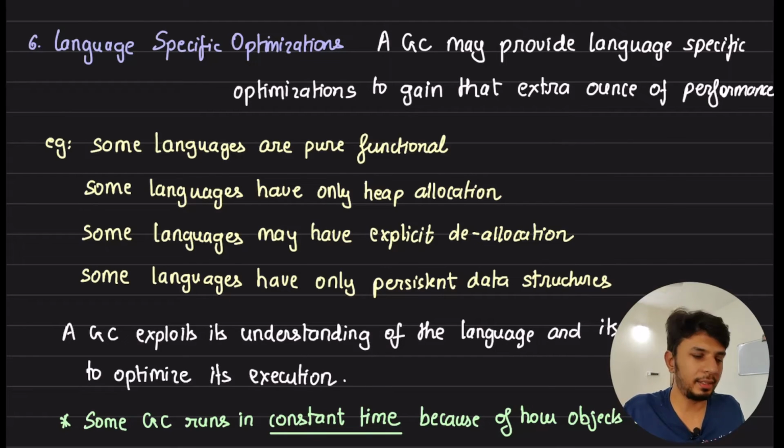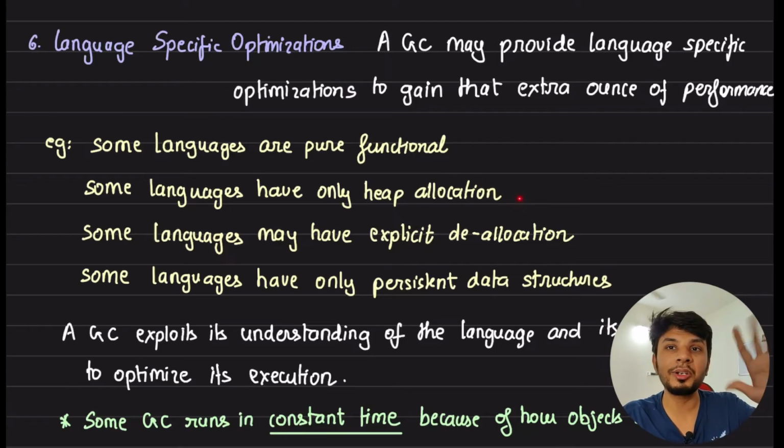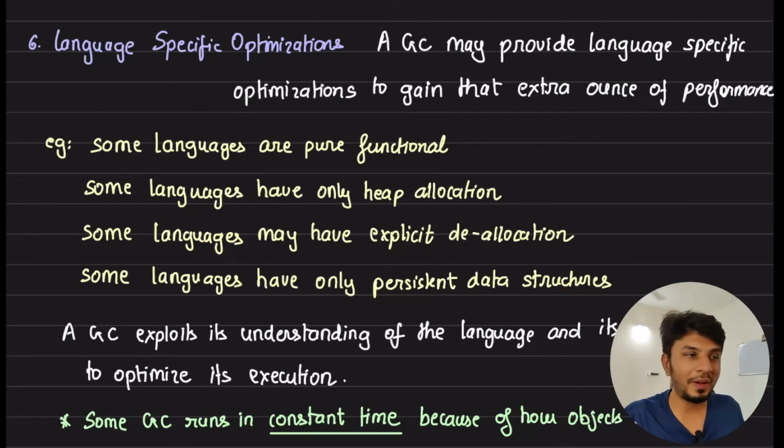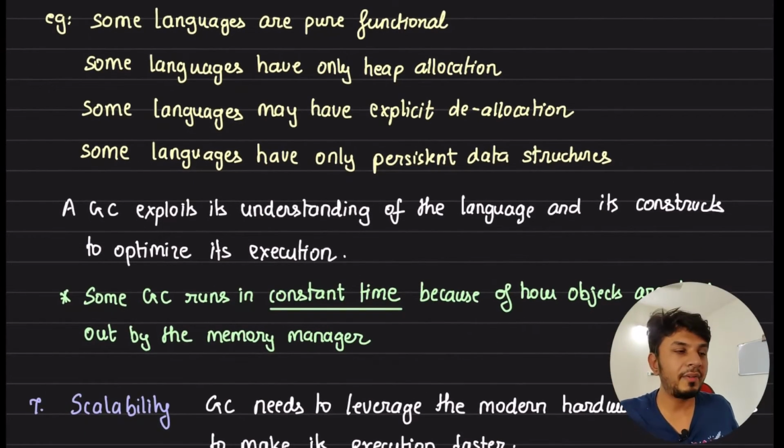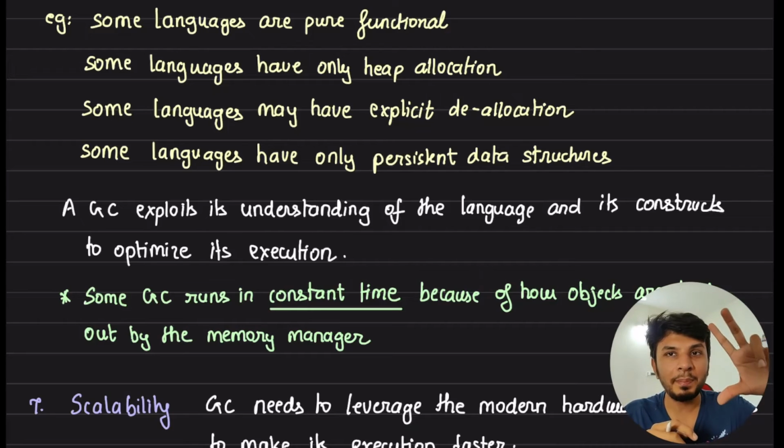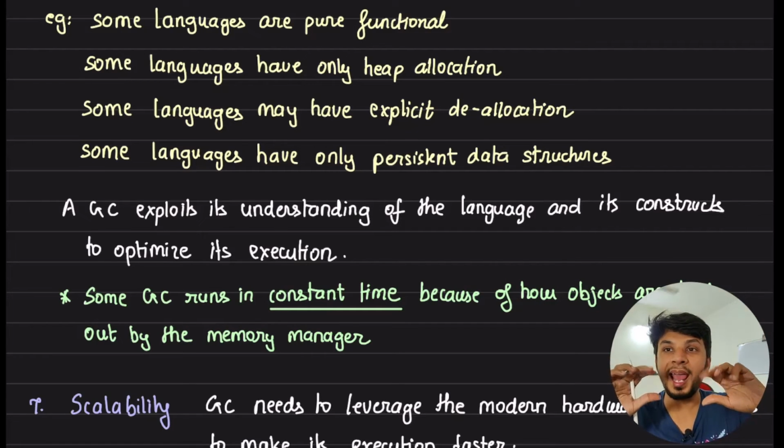Because let's say there are some languages which are purely functional. There are some languages that only have heap allocation and do not allocate on the stack. There are some that may have explicit deallocation, where you have to call malloc and free and all. There are some languages that have only persistent data structures. Which means that if your garbage collector knows the language on which it is running, it can run extra optimizations where it can exploit the features of the language, as in how objects are allocated in memory, how they are mapped into memory, or what kind of access pattern objects follow.